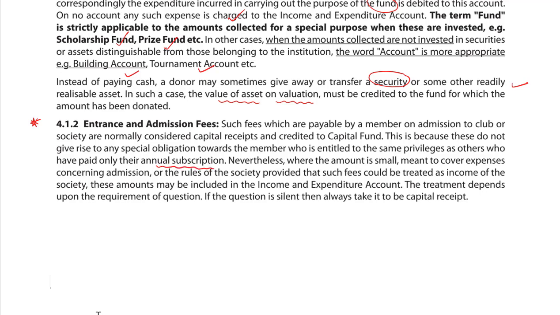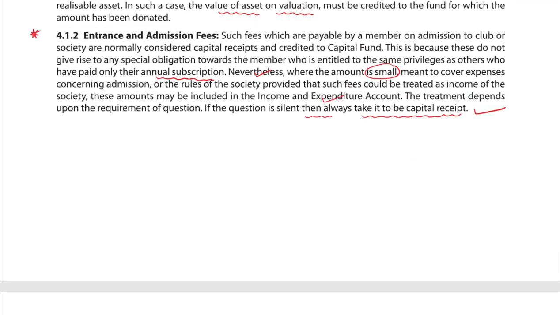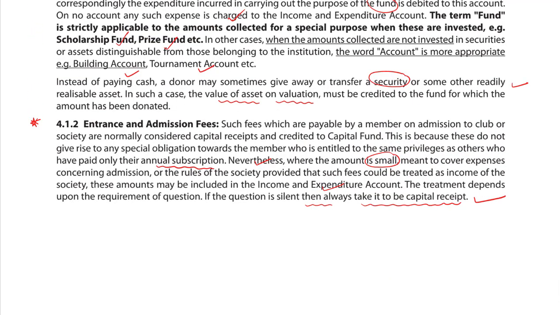annual subscriptions. Nevertheless, where the amount is small, meant to cover expenses concerning admission, or the rules of the society provide that such fees should be treated as income of the society, these amounts may be included in the income and expenditure account. The treatment depends upon the requirement of the question. If the question is silent, then always take it to the capital receipt. Entrance and admission fees.